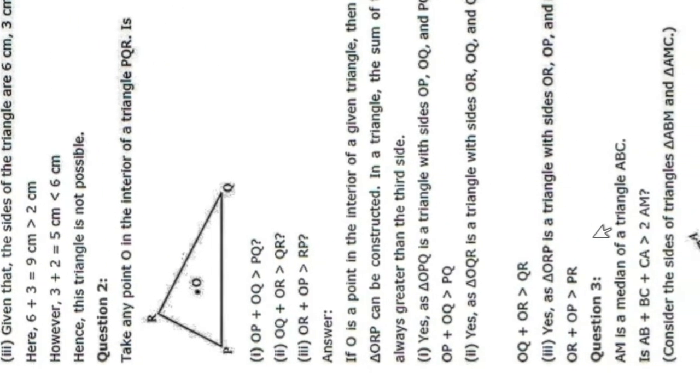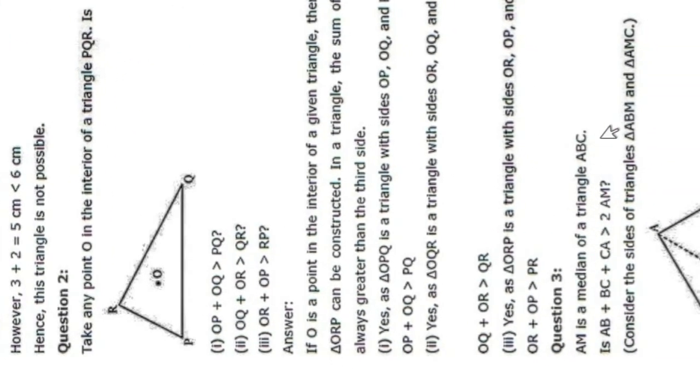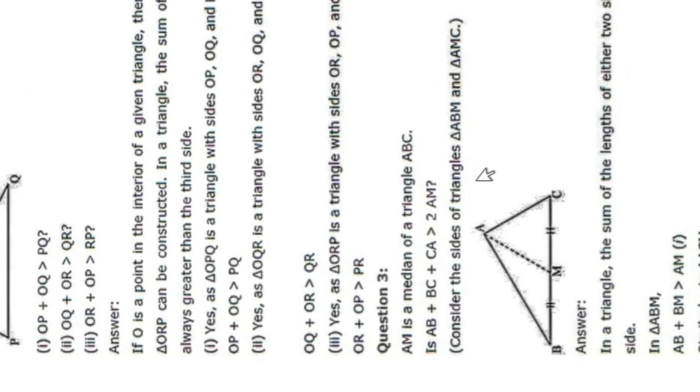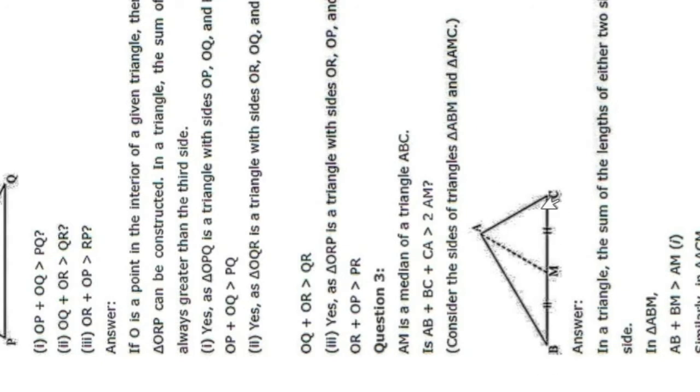Now question number 3. AM is the median of the triangle ABC. Is AB plus BC plus CA greater than 2AM? So let us see. Here triangle ABC is given. AM is the median, so two triangles are formed here: triangle ABM and triangle ACM.